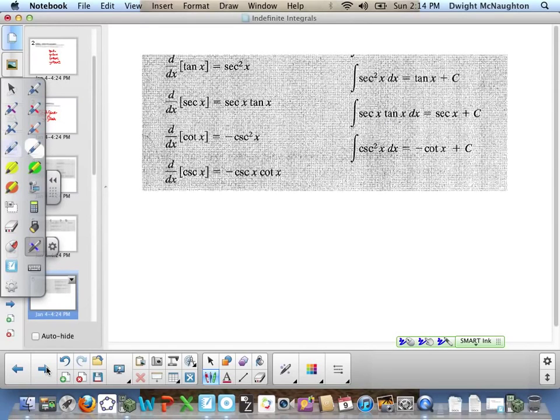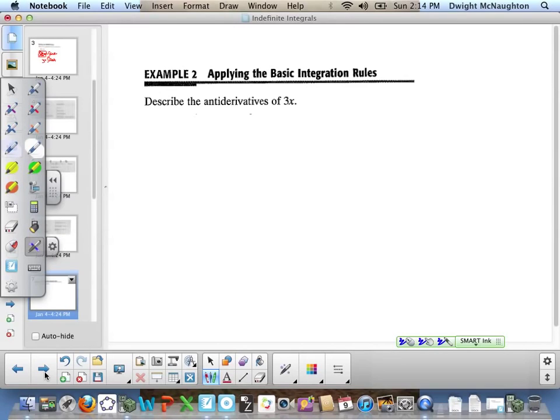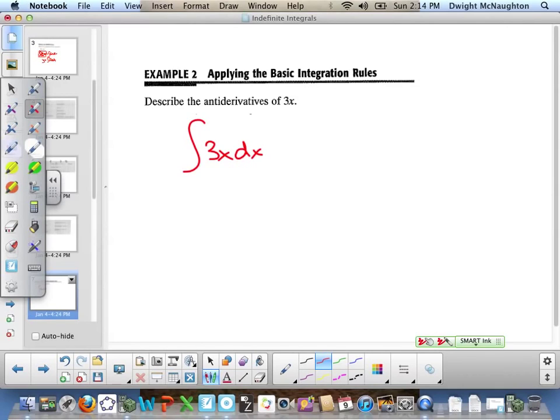So let's look at a few examples. First off, describe the antiderivatives of 3x. Writing this out properly, we have the antiderivative of 3x with respect to x. That is going to be the power rule. The power here is 1. So working the power rule backwards, we add 1 to it. So it'll be x squared, and then we divide by the new power. So it's 3x squared over 2 plus a constant.